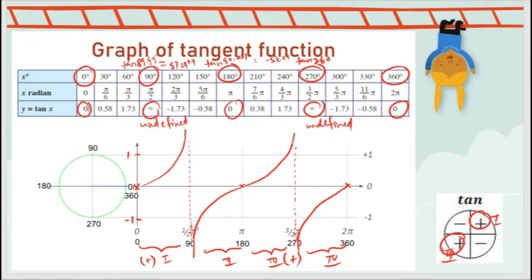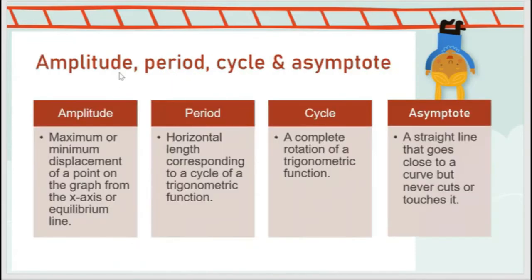Then we check for the positive and negative values. The first and third quadrants are positive, then the second and fourth are negative. So it's correct. This is the pattern for your tangent graph. Now I introduce the four terms that you will need to know in the trigonometric graph. The first one is amplitude.